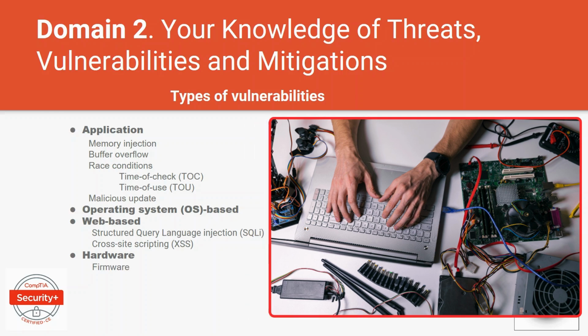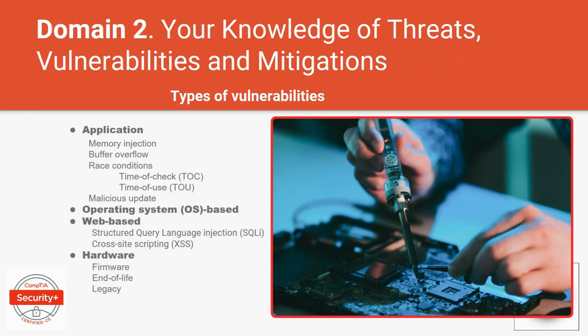Then we have hardware vulnerabilities. These are vulnerabilities that are linked to firmware, end-of-life, and legacy devices. Basically, it's talking about hardware that has firmware with bugs, or end-of-life hardware, which has reached the end of its life while you are still using it. That is a vulnerability. Then we have legacy hardware, which is very old, and probably cannot handle the kind of malicious code or malicious software happening around. So hardware can be a vulnerability too.